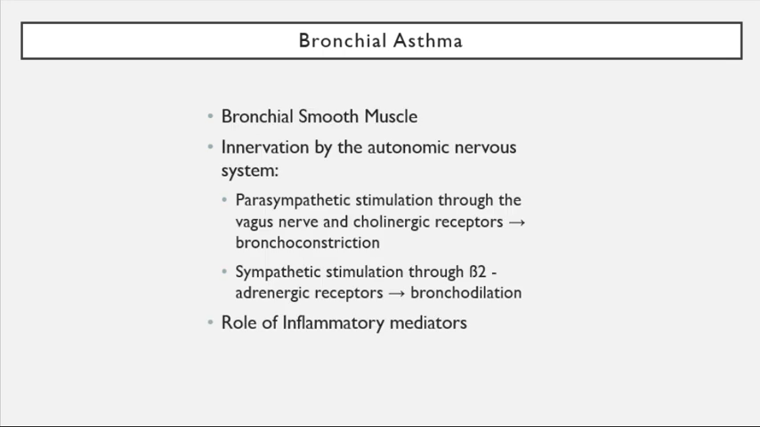With bronchial asthma, the smooth muscle is usually contracting, and so it's restricting your airway because of these smooth muscle contractions. There's intervention of the autonomic nervous system. You have parasympathetic stimulation through the vagus nerve and cholinergic receptors, which leads to bronchoconstriction, and sympathetic stimulation through the beta 2 adrenergic receptors, which leads to bronchodilation.